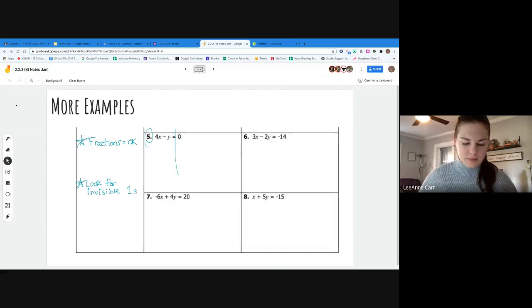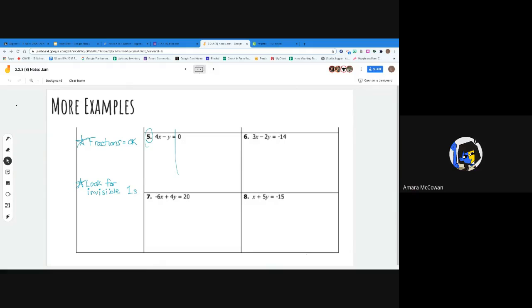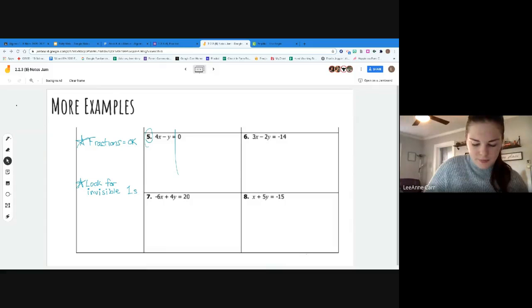Sure, why not? Cool. All right, so we're doing number 5, right? Yep, okay. Number 5, how would you start it, Amara? First thing, you would minus the 4x on each side. Good. Then what? And then you would rewrite the problem, so it would be negative y equals negative 4x plus 0.